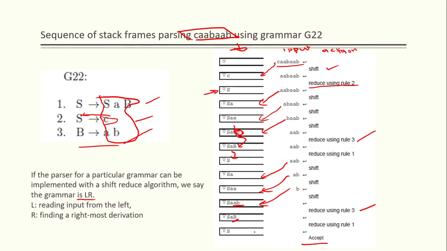Okay. Now check, SAB, can it be reduced? Yes, it can be reduced. So look into the grammar on the right hand side. They contain SAB. It can be reduced to S. So write it down. Reduce using rule number 1. So SAB now becomes S.